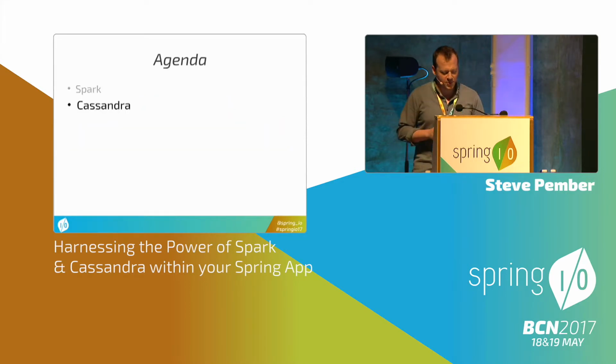So that's a brief summary of Spark. We could spend 45 minutes on it just by itself, but we've got a lot more stuff to talk about. So, Cassandra is up next.